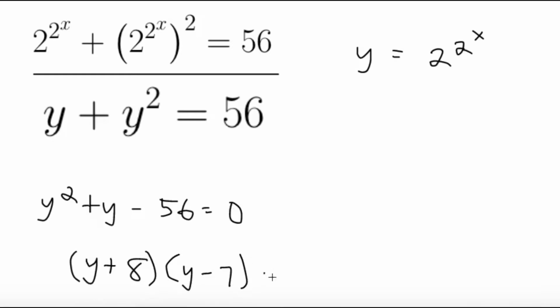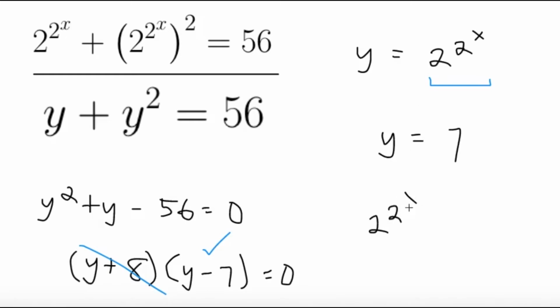Then that equals 0. Now we know that y here is 2 raised to 2 raised to x. And what's nice about 2 raised to 2 raised to x is that we know it's never negative, because 2 raised to any number is going to be positive. So we know that y is greater than 0, so we're not going to consider the y plus 8 case, because this will give you y equals negative 8. So we're only going to take into consideration the fact that y equals 7. Now, if y equals 7, then 2 raised to 2 raised to x equals 7.